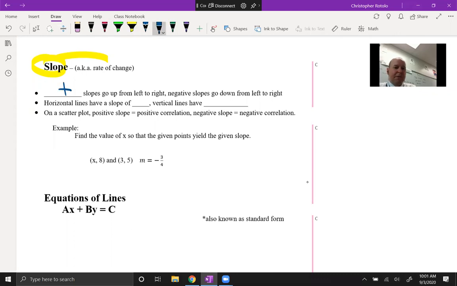So positive slopes, they go up from left to right. Negative slopes are going to go down. Horizontal lines have a slope of 0. Vertical lines have an undefined slope.